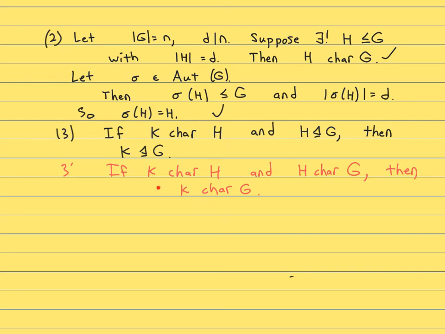So this forms a partial order with respect to this relation, which means that it is transitive, it is reflexive in the sense that every group is characteristic inside itself, and it is antisymmetric. If two subgroups are characteristic inside each other, they're the same group. Now let's look at some examples.